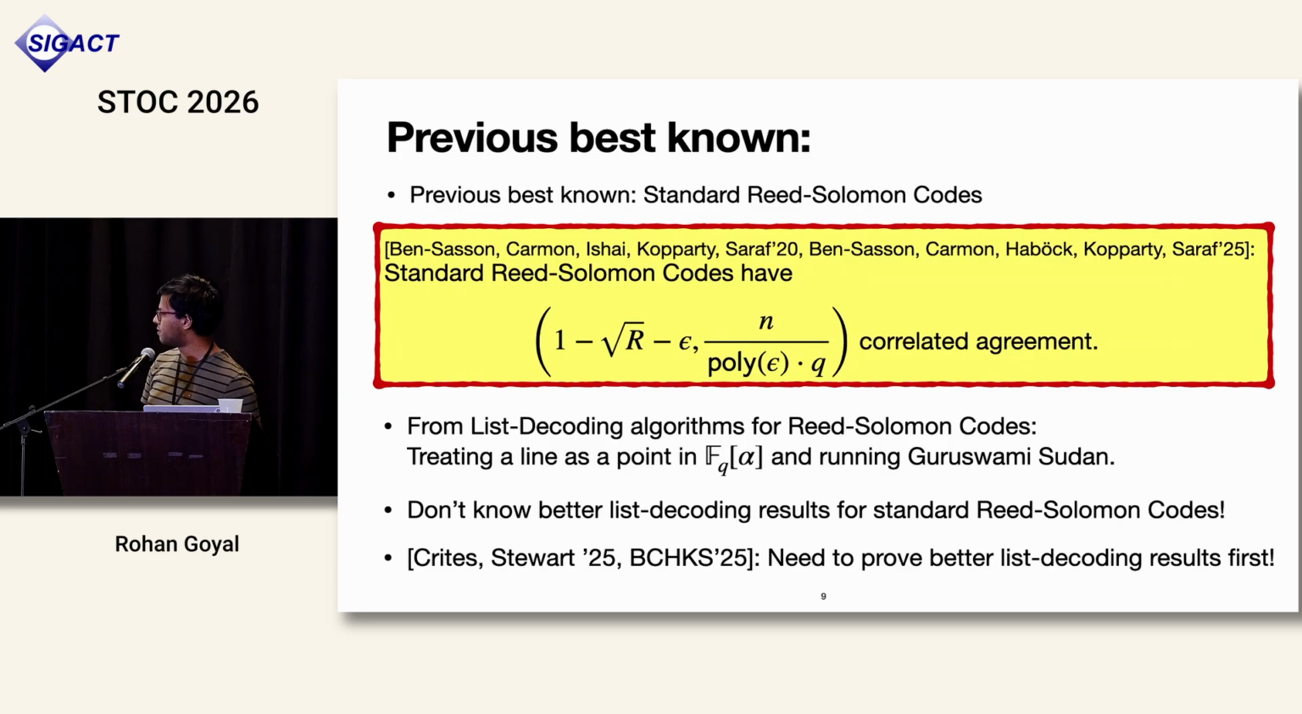And this work and Kreitzer basically said, in some way, that you need to prove better list decoding first for Reed-Solomon codes if you want to get optimal proximity gaps and solve this Ethereum prize question.